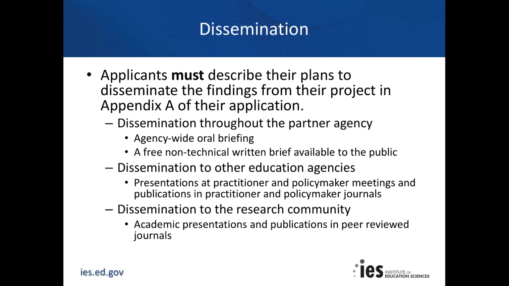Again, a new requirement this year is that you need to have a dissemination plan. Applicants must describe their plans to disseminate the findings from their project in Appendix A of their application. Dissemination through the partner agency is important, such as an agency-wide oral briefing, a free non-technical written brief available to the public. Also, dissemination to other education agencies, such as presentations at practitioner and policymaker meetings and publications in practitioner and policymaker journals. Also, dissemination to the research community through academic presentations and publications in peer-reviewed journals.